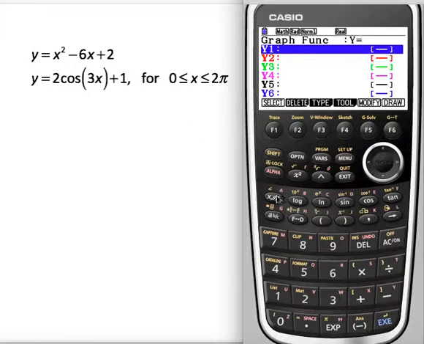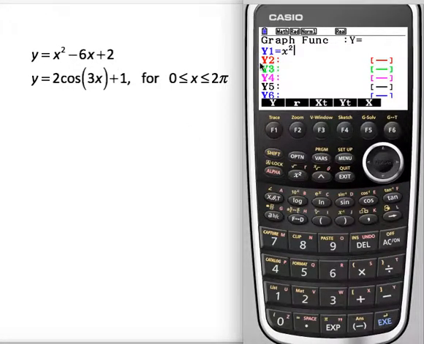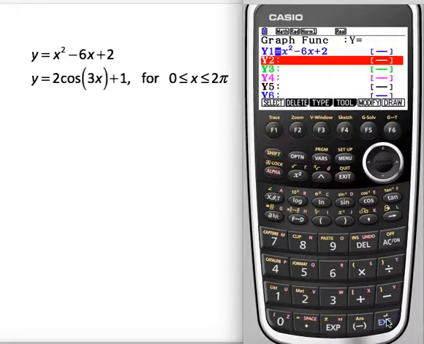So the first one is a quadratic. So we type it in, make sure you've got the y equals here, minus 6x plus 2. And let's just go ahead and graph it and see what happens by doing the F6.